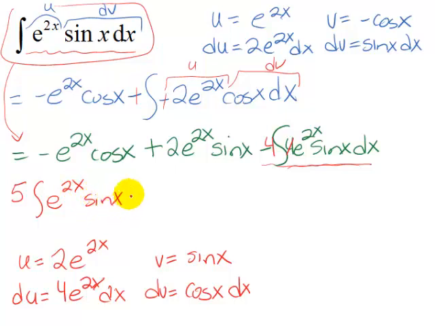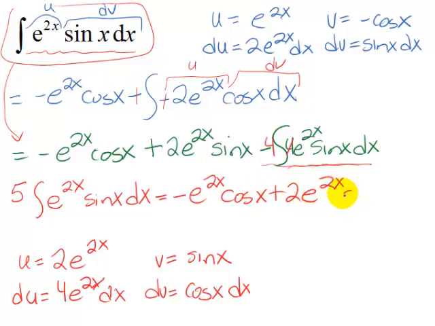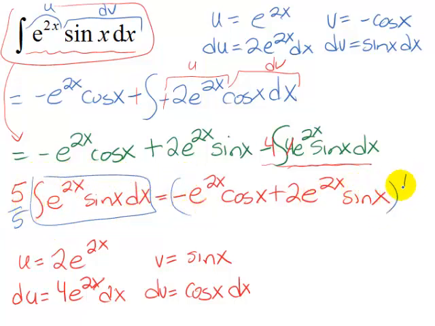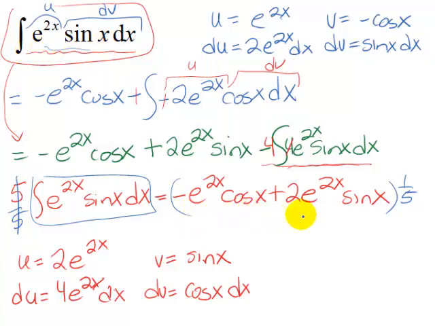And then on the other side I have this negative e to the 2x cosine x plus 2e to the 2x sine x. What's going to happen now is I am going to solve this for this integral. So I am going to divide by 5, which would be essentially multiply this side by 1/5, and I will have then a formula for the integral of e to the 2x sine x dx, and it will equal this side, and then we would need our constant of integration.